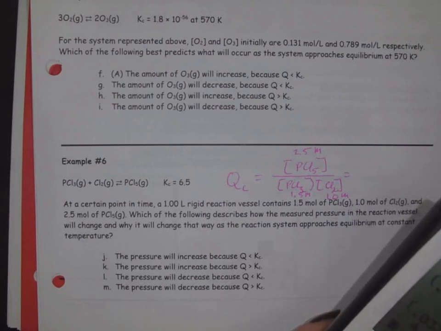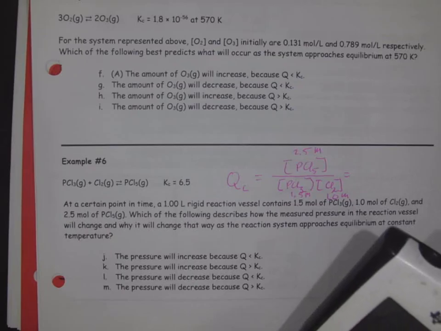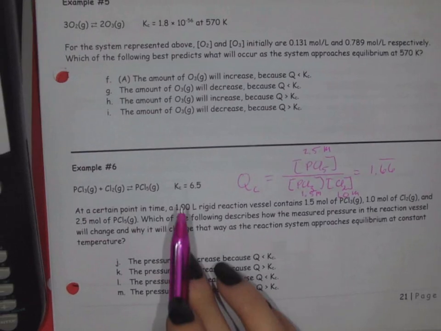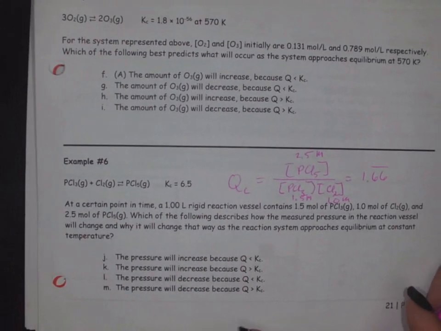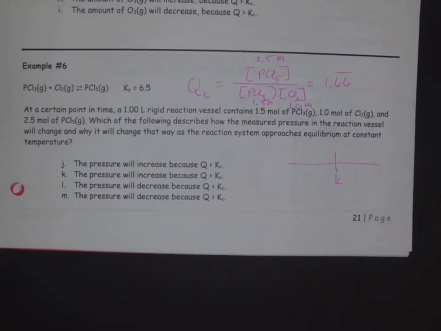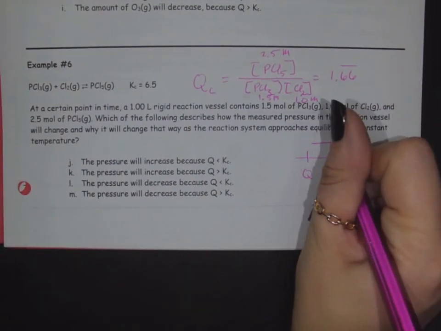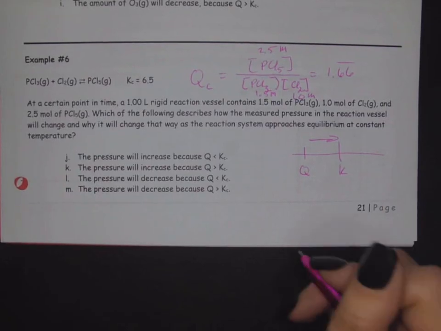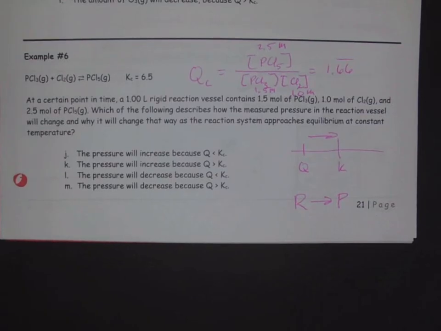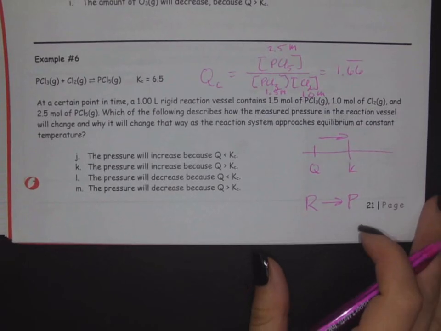So we can plug that in really quick. 2.5 divided by 1.5 times 1. And so that gives us 1.6 repeating. So I have a K value and I have a Q value. Remember how we had our number line and our K value here? And our Q value is smaller than our K value. So we're going to go this way to get to K. And that would mean reactants to products, that we're going to favor the forward reaction in which reactants turn into products.